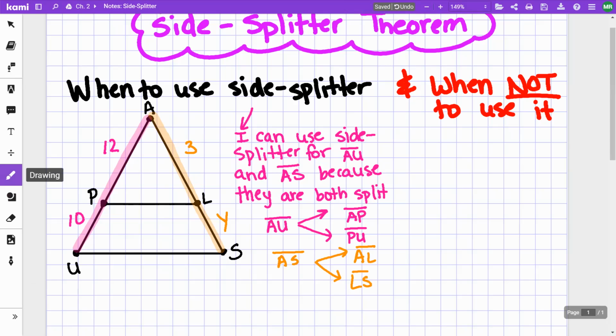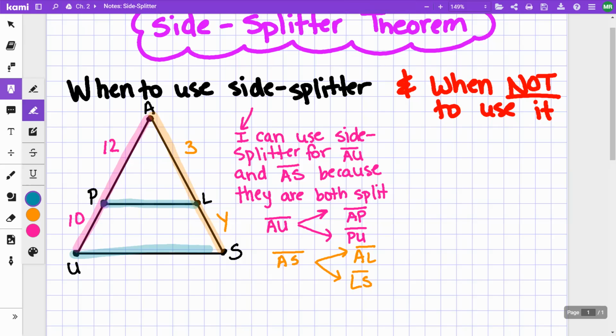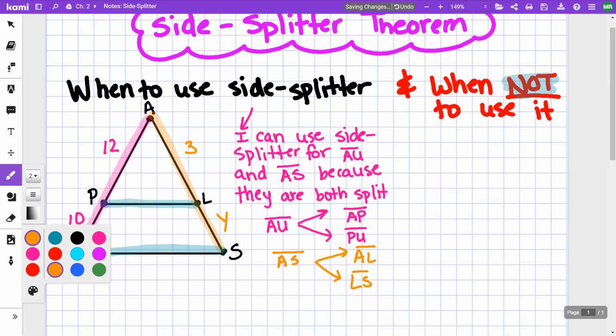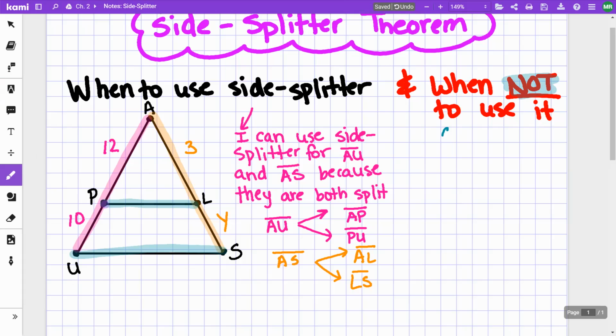When not to use the side splitter. So if I'm looking at this, I'll do it in the teal. This PL and this US, that's when I cannot do it. So I can't use it to find either PL or US since they are not split.